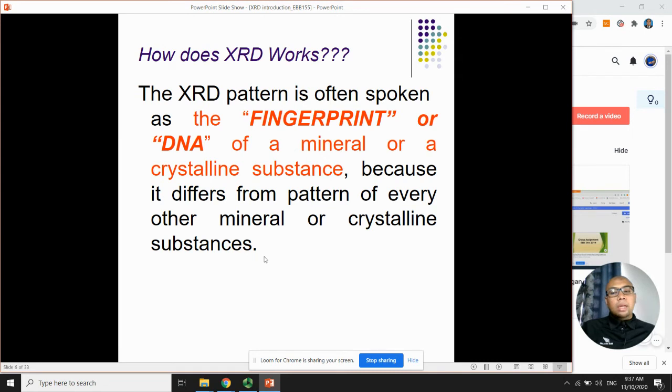How does XRD work? The XRD pattern is often spoken of as the fingerprint or DNA. So, as I mentioned before, even if you have twins, triplets or quadruplets, we can still detect the difference by using the fingerprint or DNA. Again, XRD only applies to crystalline substances or compounds. What is a crystalline material? You need to find out the definition of crystalline materials.